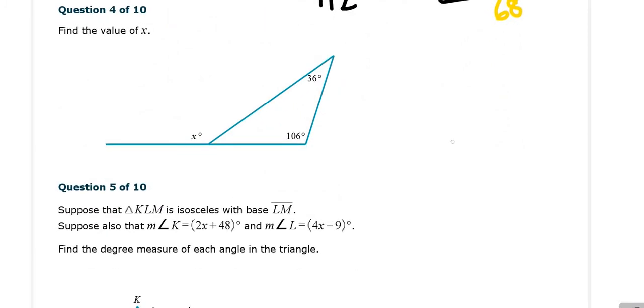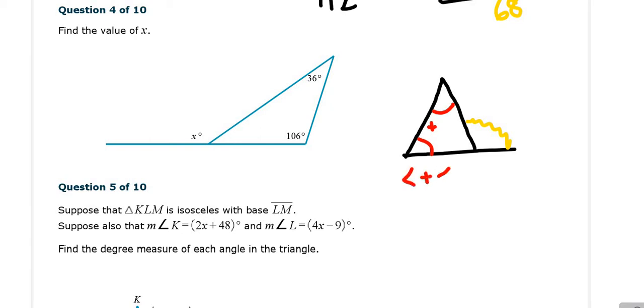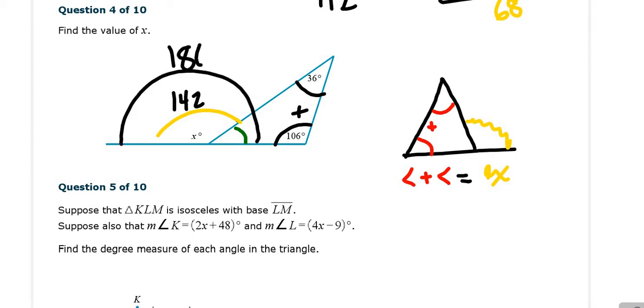Number 4, the property being demonstrated here is the fact that an exterior angle is equal to the sum of the 2 remote interior angles. So the remote interior angles add up to that exterior angle. So in this case, 36 plus 106 adds up to this exterior angle, which of course is 142. Now another way you could have done it is solve for this green angle first and then take it away from 180, and you're going to get the same answer.